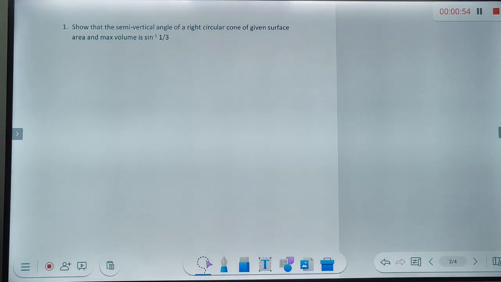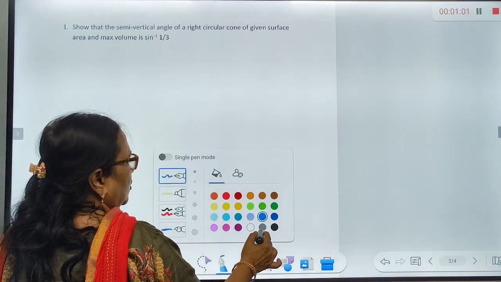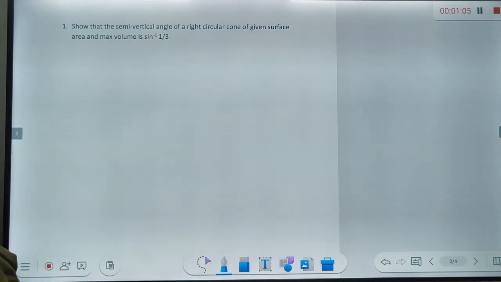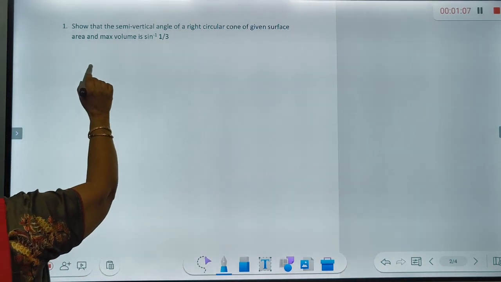This is the first problem we are going to discuss. Show that the semi-vertical angle of a right circular cone of given surface area and maximum volume is sine inverse 1 by 3.